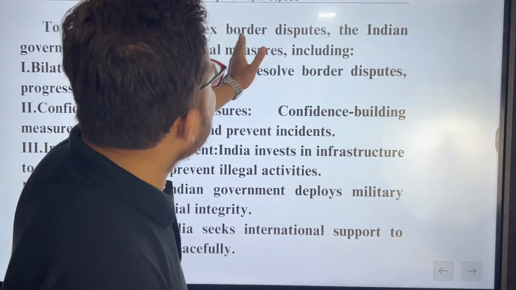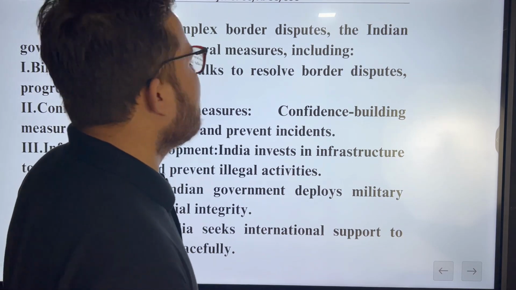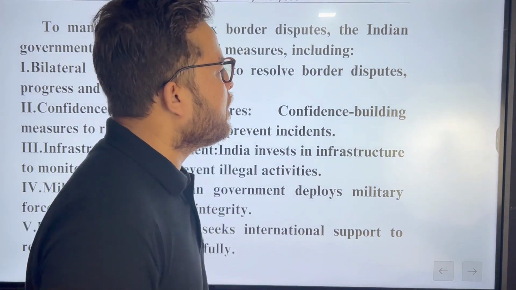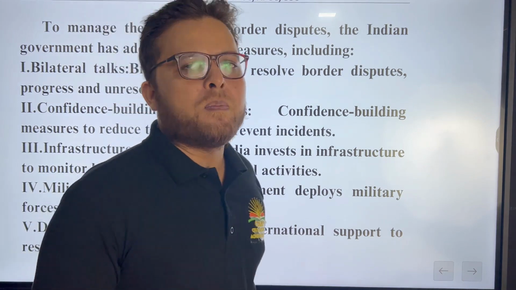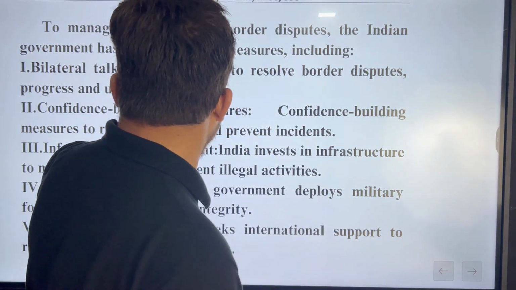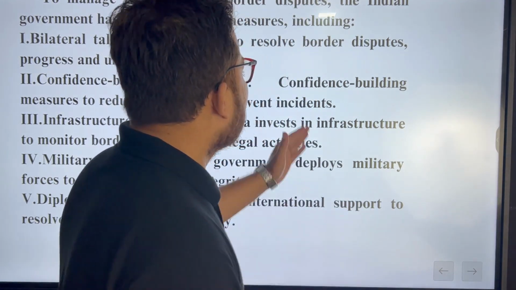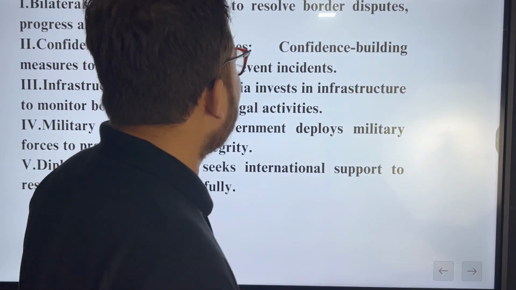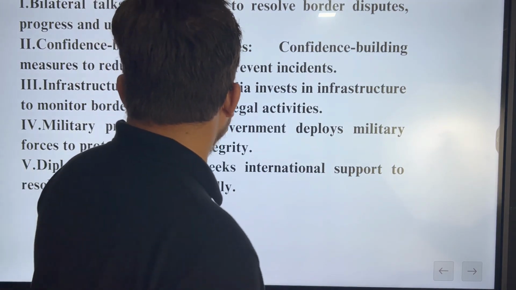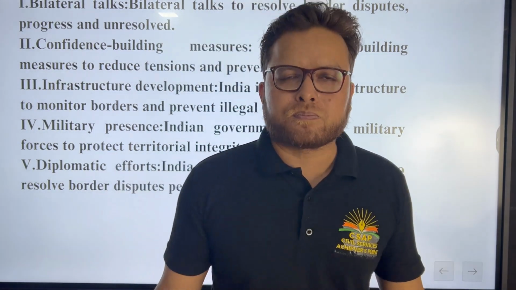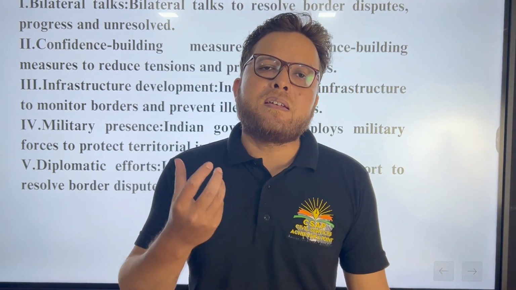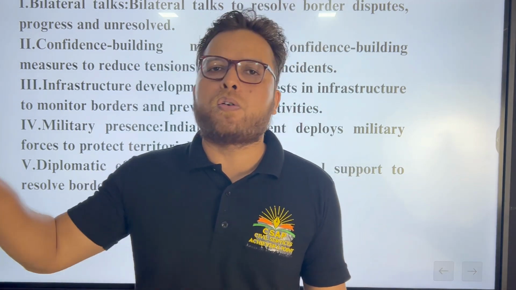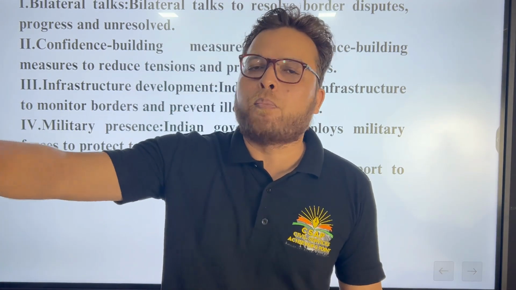See, and to manage these complex border disputes, what is the Indian government doing, or what has it done so far? We have entered into bilateral talks. Confidence building measures have also been started, to reduce tensions and prevent incidents. Infrastructure development: India invests in infrastructure to monitor borders and prevent illegal activities. India has invested a lot in developing infrastructure in those areas from which it can monitor its borders effectively.